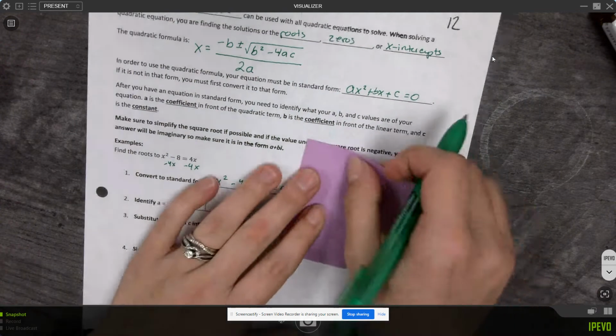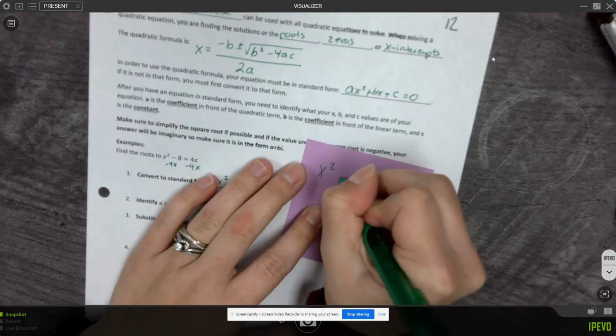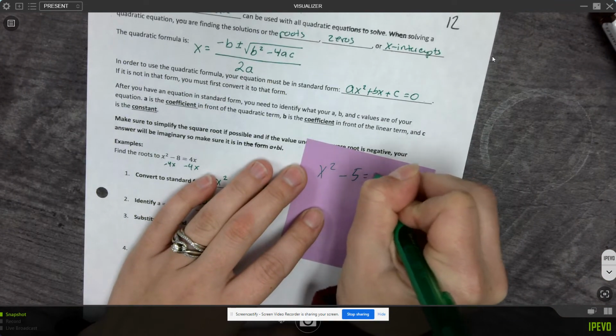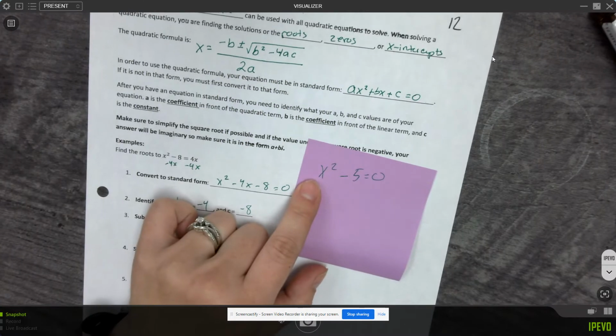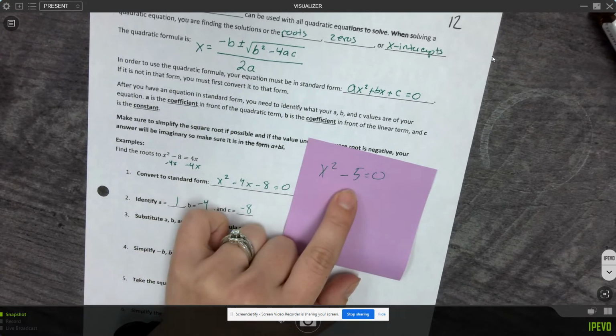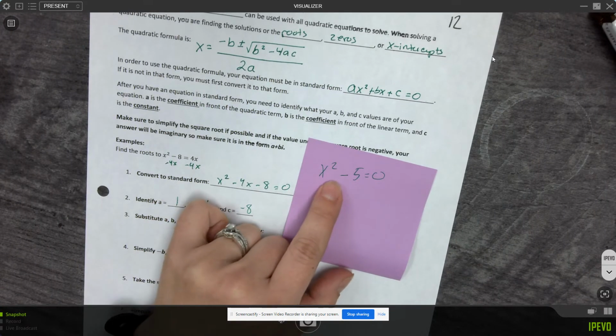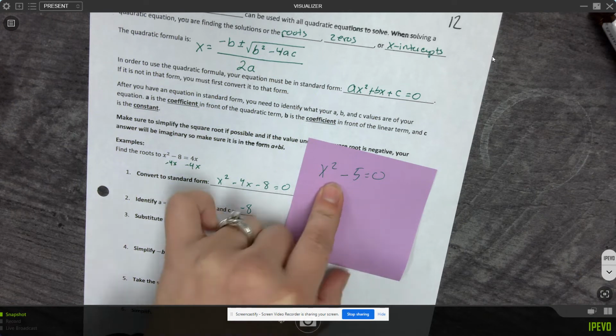What I mean by that is if you had an equation like x squared minus 5 equals 0, here's my A, here's my C, I don't have an x term, so B would be 0.